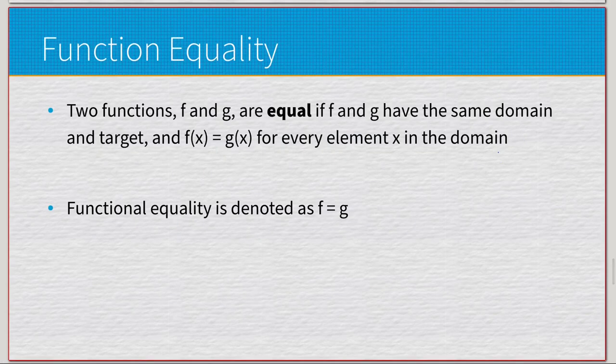So, moving on, we have something a little more simple, like function equality. And this is essentially just like every other chapter, where we've had ways of determining that some set is equal to another set. In this case, we have some function is equal to another function. So two functions f and g are equal if f and g have the same domain and target, and f of x equals g of x for every element x in the domain. And we denote that as f equals g.